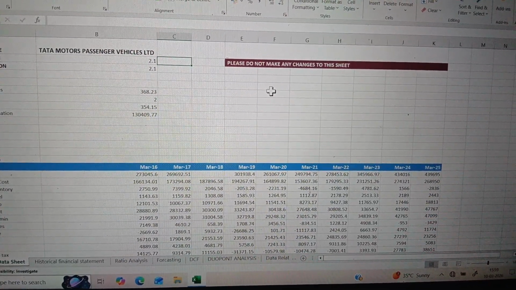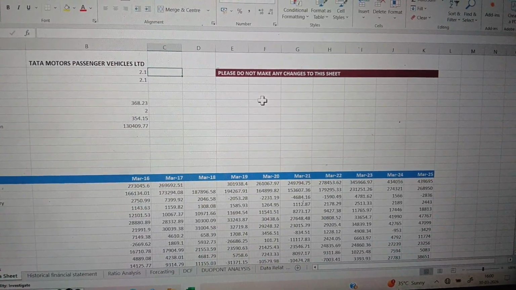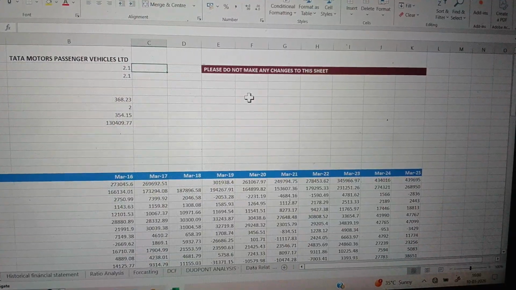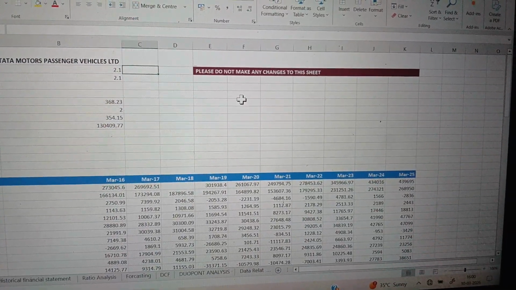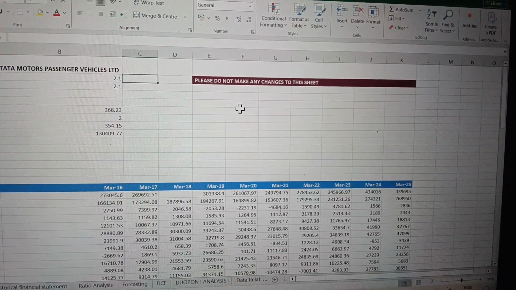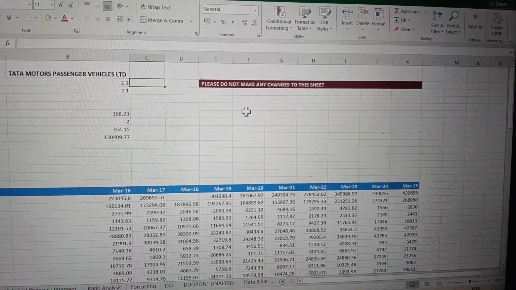So today I am here to explain the financial model which I have made on a very trustable company that everyone knows, Tata Motors. As we know, in the last few years, Tata Motors has split their model and divided into two companies, that is Tata Motors passenger vehicle and the Tata Motors commercial vehicle.